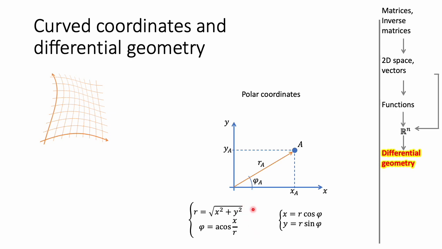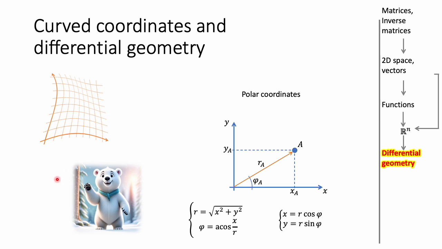So this illustrates that the curved space is described by replacing the original coordinates by functions which are nonlinear, the functions of the original coordinates. Instead of having x and y, we have now r and phi, which are nonlinear with respect to x and y. Polar coordinates. The polar bear is waving to you. It's just an emotional digression in order to make the information a little bit more digestible.